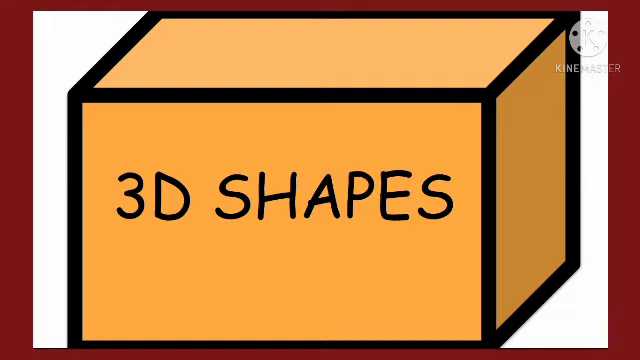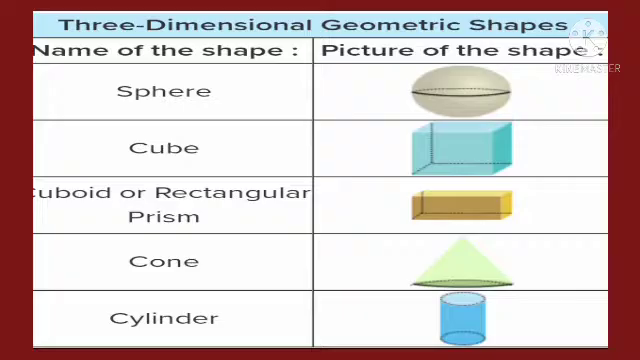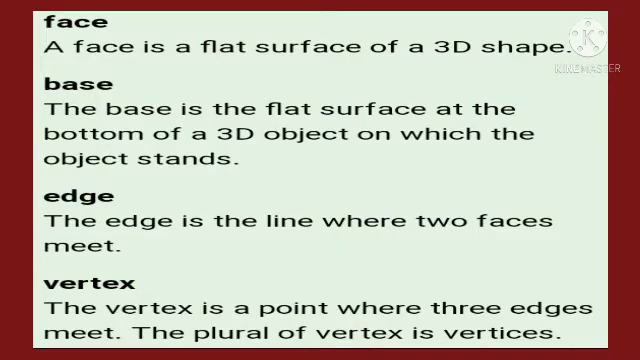And now let us see some 3D shapes. Sphere, cube, cuboid or rectangular prism, cone, cylinder. Children, before studying about the properties of 3D shapes, you have to know the terms faces, edges and vertices.